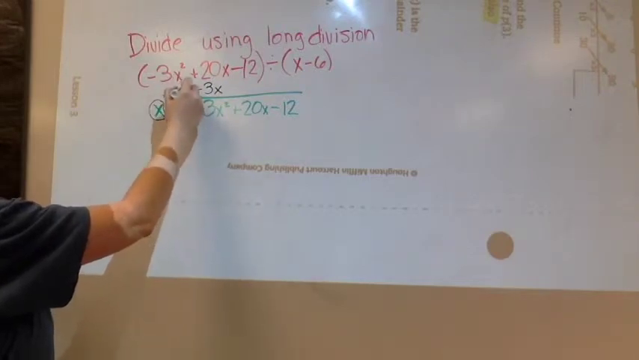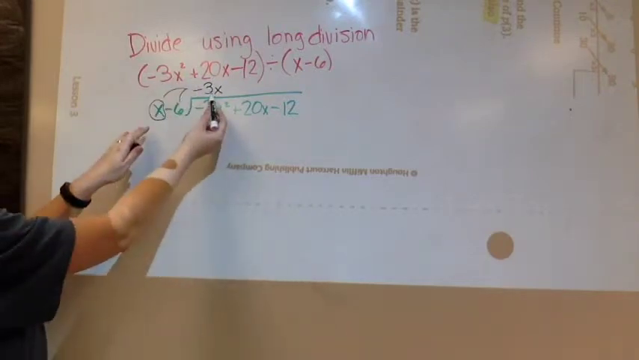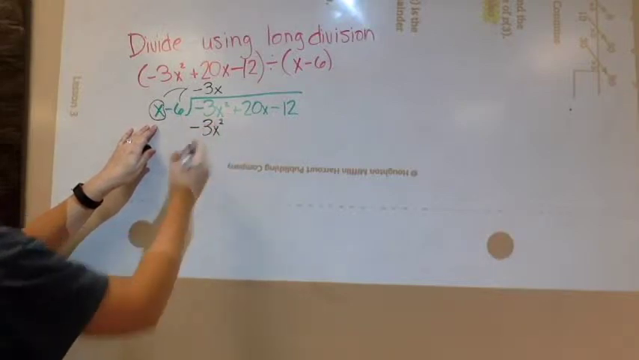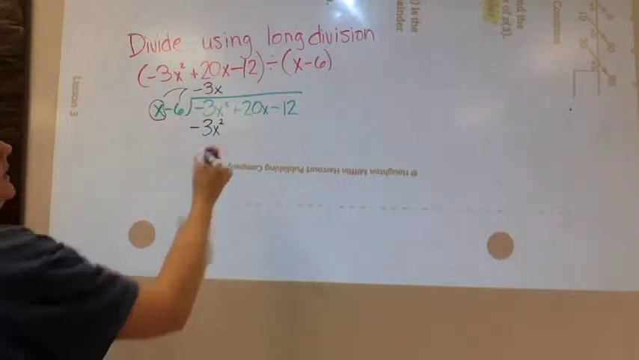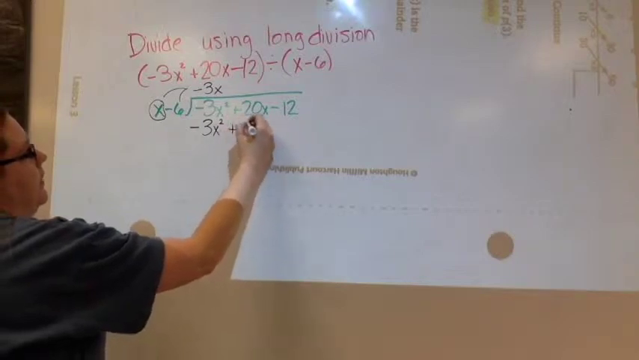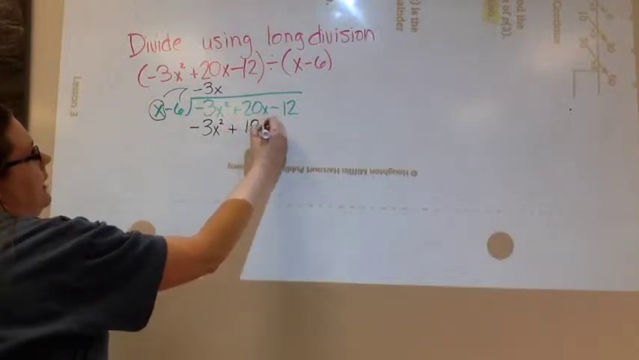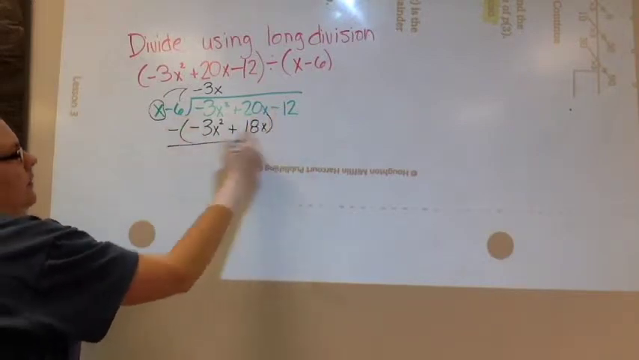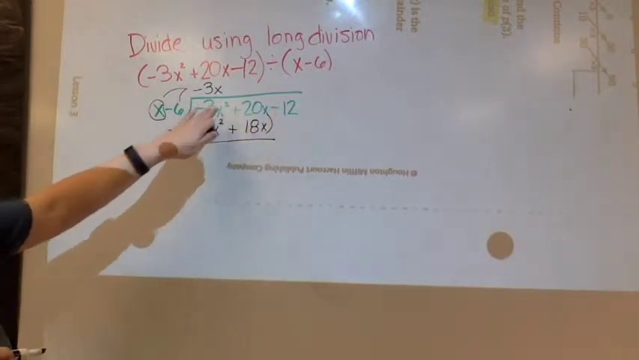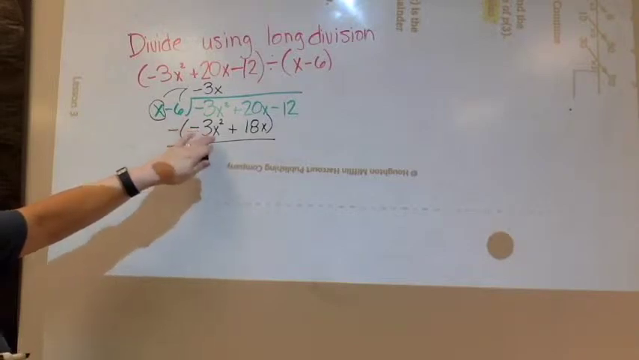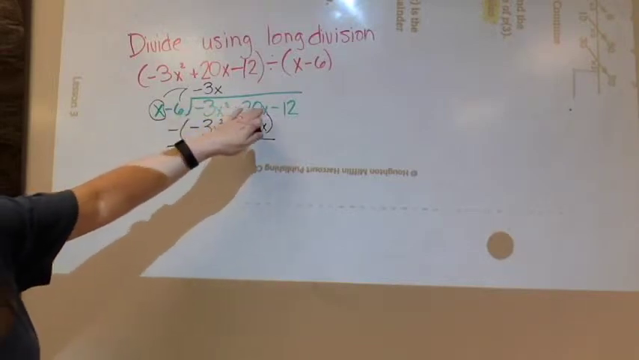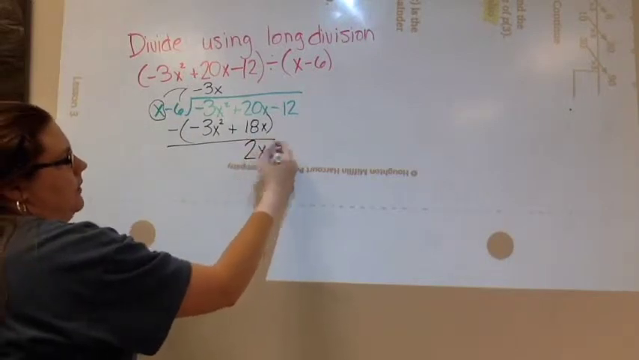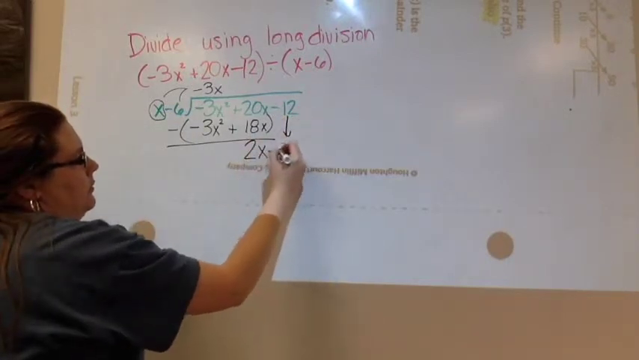Multiply that times both pieces of the divisor. Negative 3x times x is negative 3x squared. And negative 3x times negative 6 is positive 18x. Then we are subtracting. Negative 3x squared minus a negative 3x squared cancel out. 20x minus 18x is 2x. Bring down the negative 12.